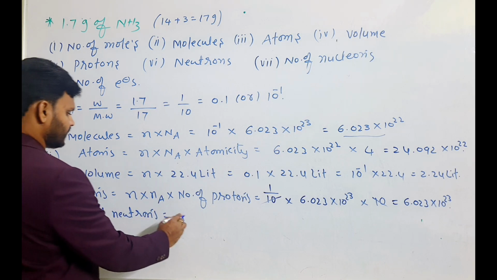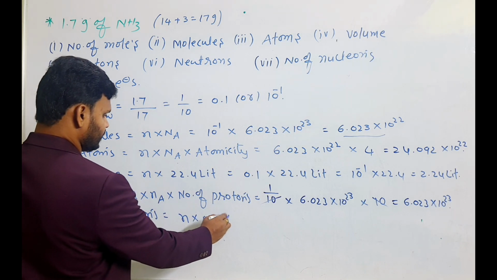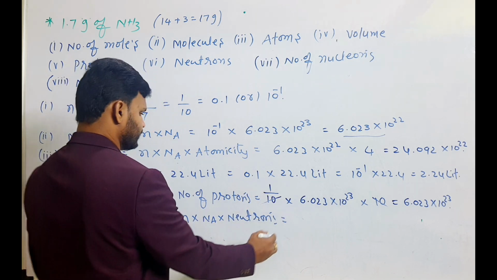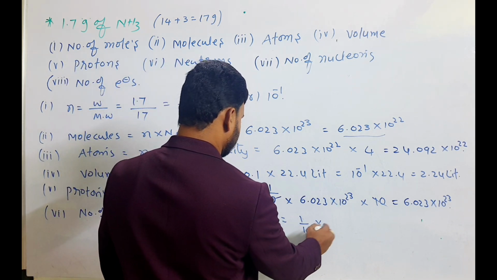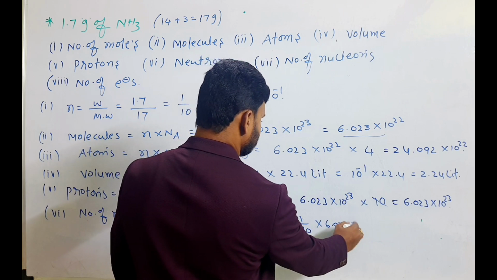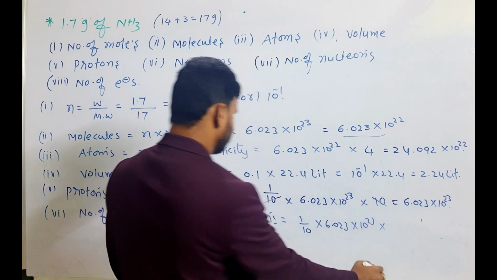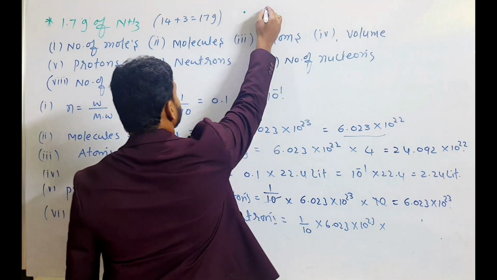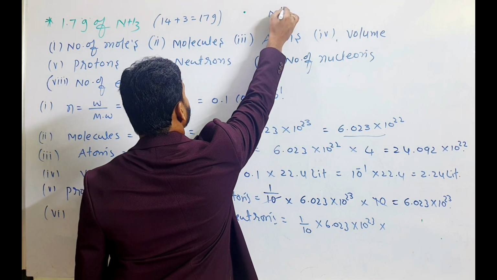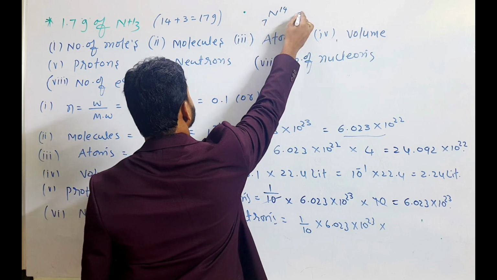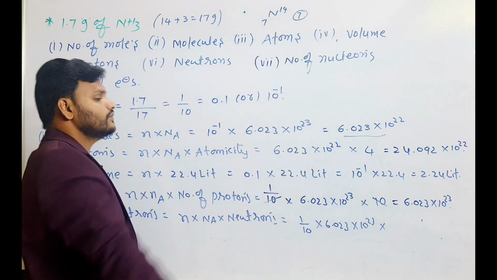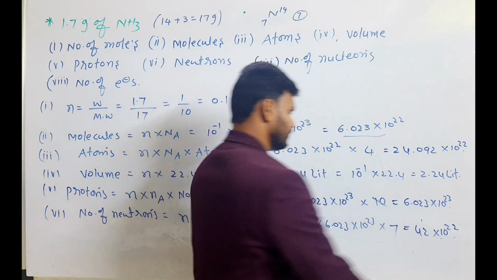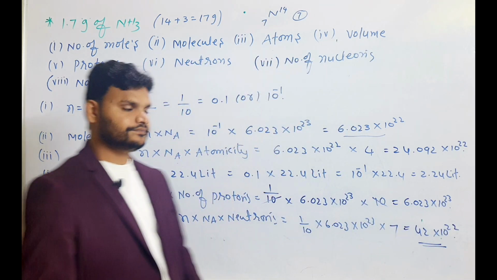n into neutrons. 1 by 10 into 6.023 into 10 power 23 into, how many neutrons are there? So nitrogen, 7 atomic number, mass number 14, so 7 neutrons. Next to hydrogen, there is no neutron, so 7. This is the average value you will get.